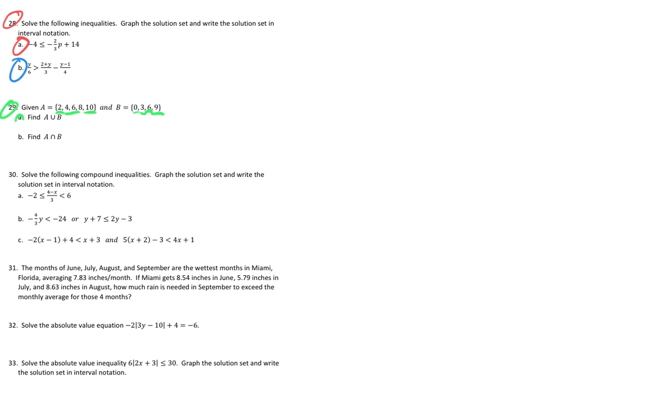For part B, we'll find A intersected with B. So now we're going to see if they have any of the same values. So in B, 0, that's not contained in A. 3 is not contained in A. 6, there is a 6 in A. 9 is not contained in A. So the only intersection between A and B is 6.